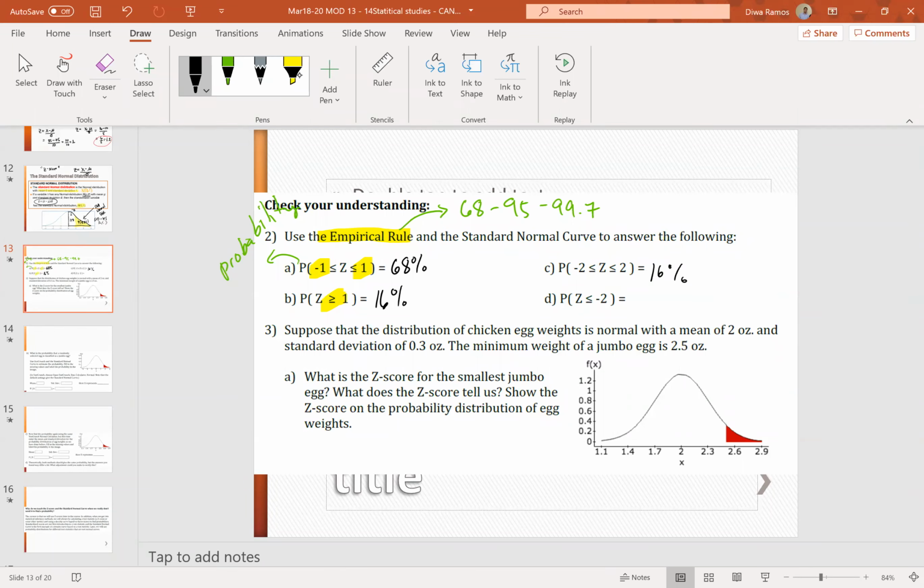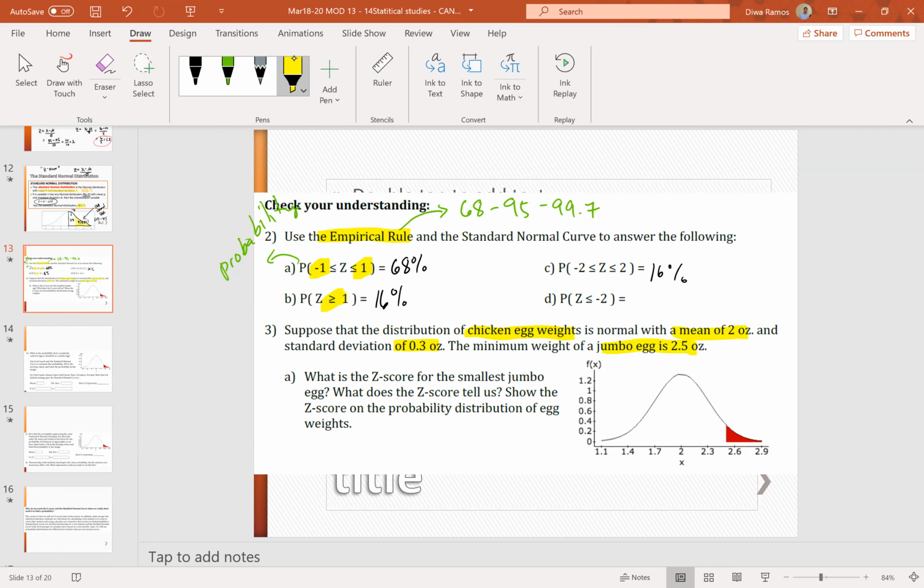Okay, so another one. Suppose that the distribution of chicken eggs, very relevant, chicken egg weights is normal. So we're looking at different eggs, and if you collect all the eggs, it's a normal distribution. The average weight is 2 ounces and a standard deviation of 0.3 ounces. The minimum weight of a jumbo egg is 2.5 ounces. Okay, and that's the story.